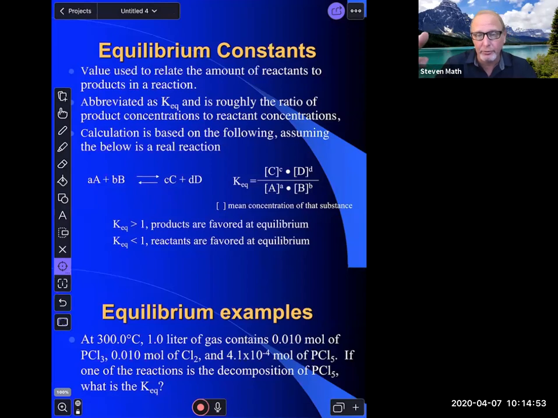Our next video is on equilibrium constants and calculating equilibrium constants or the equilibrium concentration of a substance, which would be nice to know. So the equilibrium constant is going to be called KEQ.